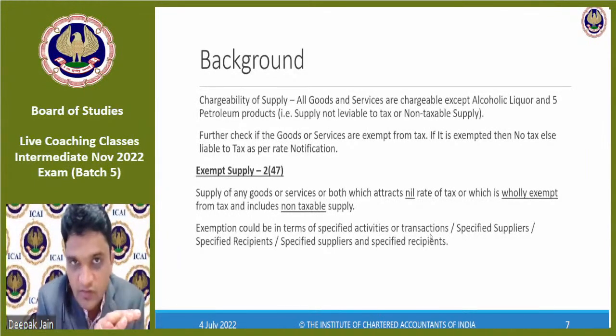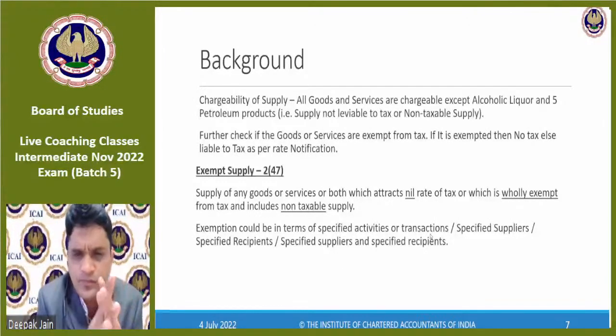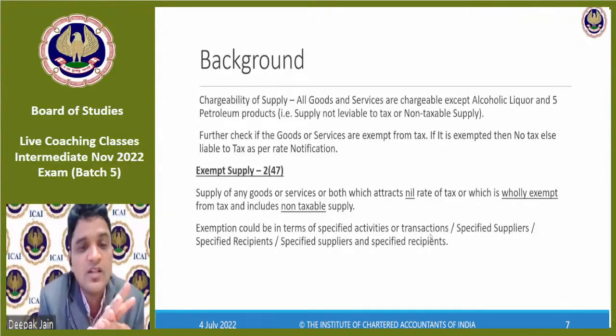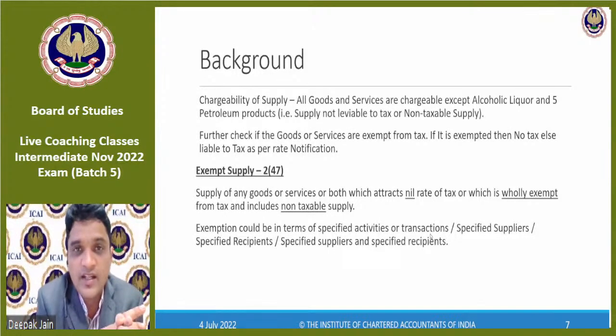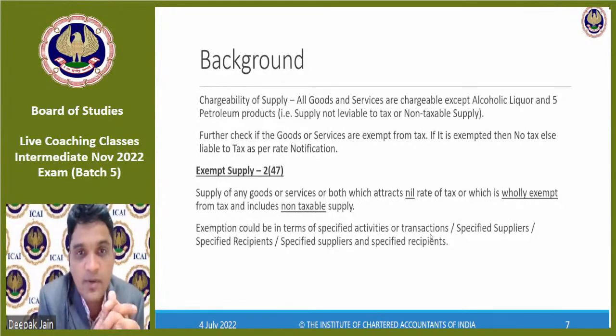That is one category of exempt supply. The second category of exempt supply is that which is wholly exempt from tax. How is it wholly exempt? Through an exemption notification. So we'll see those notifications which are there for various categories of services. Now that is also a category of exempt supply. So two categories: one is which attracts nil rate of tax, and second is which is wholly exempt from tax, and it also includes non-taxable supply.